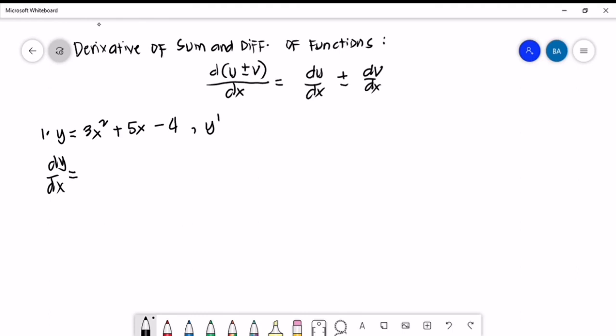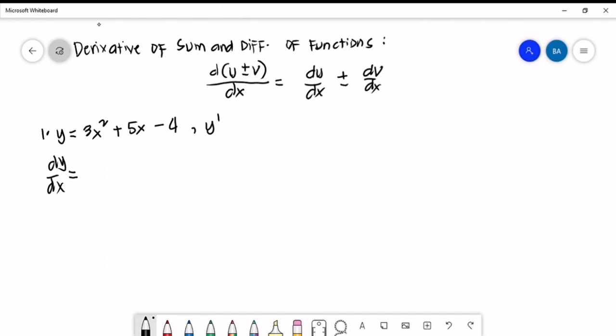In order to understand this theorem, what we need to do is just separate them in terms. When you derive this kind of function, you derive them separately. Each term you must derive separately. So let's derive first the first term, which is 3x squared.